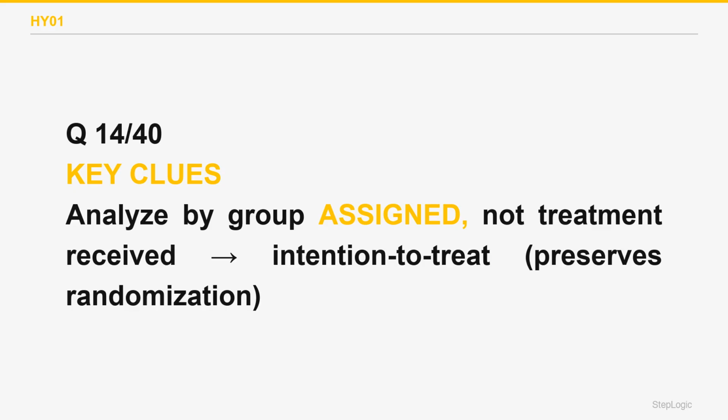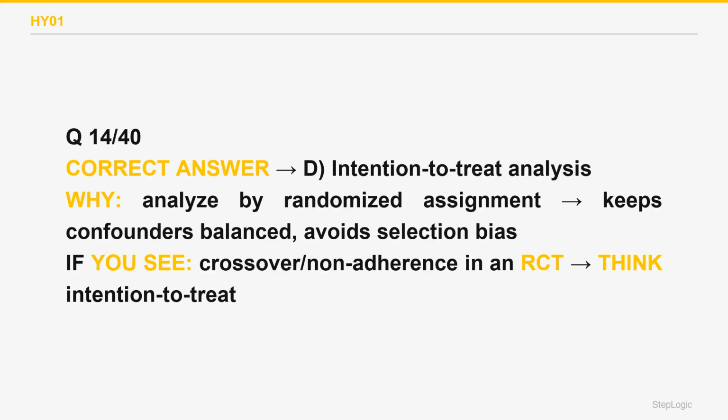Intention to treat analyzes every patient in the group to which they were randomized, regardless of whether they adhered or crossed over. This preserves the balance of confounders created by randomization and gives a conservative, real-world estimate. Analyzing patients by the treatment they actually received would let non-random self-selection back in and bias the result. The correct answer is D.